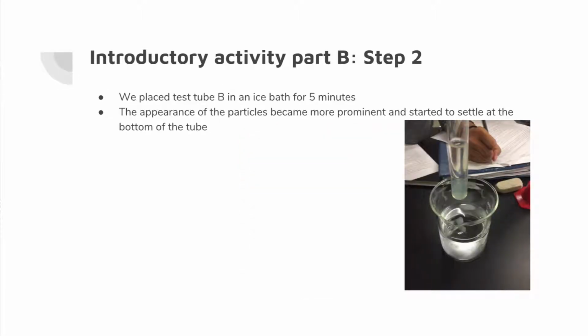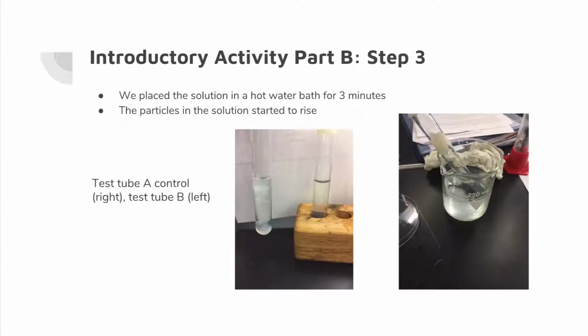Next step, we placed test tube B in an ice bath for 5 minutes. And afterwards, the appearance of the particles became more prominent and started to settle at the bottom of the tube. Last, we placed the solution in a hot water bath for 3 minutes. The particles in the solution started to rise, and that's it.